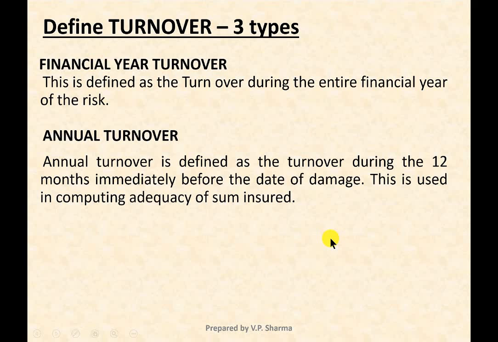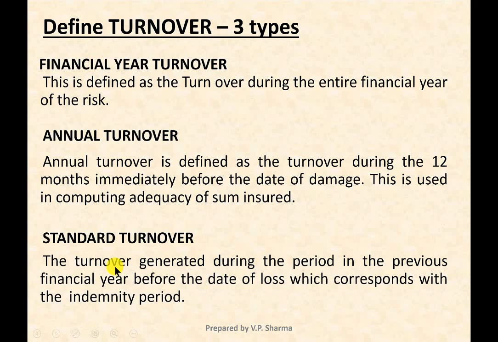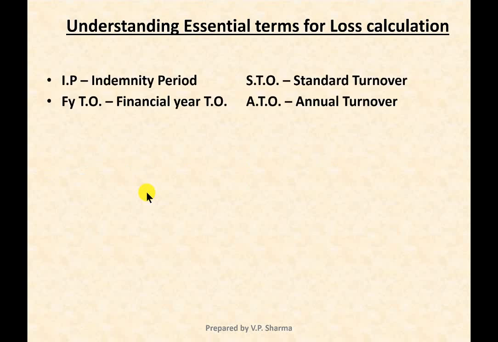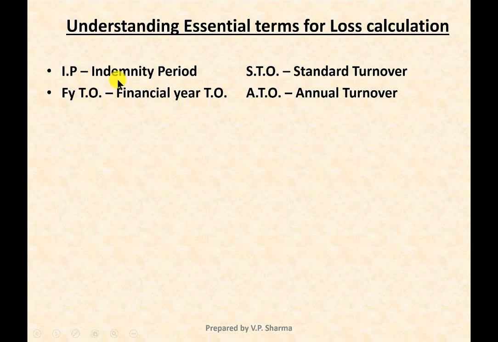And the third one is standard turnover. This is the turnover generated during the period in the previous financial year before the date of loss, which corresponds with the indemnity period. All these terms look confusing, but from the next diagram we will understand in a better way. Now some of the terms we will have to understand. IP is your indemnity period. STO is used to define the standard turnover. ATO is your annual turnover, and FYTO is your financial year turnover.